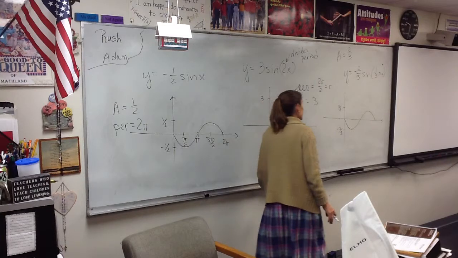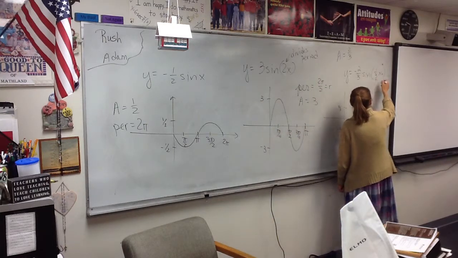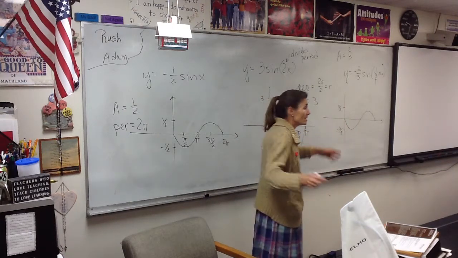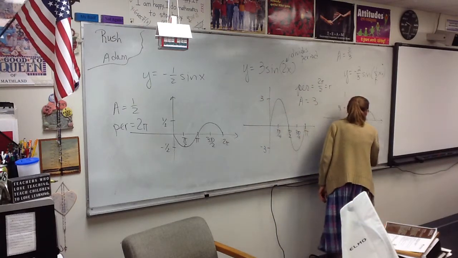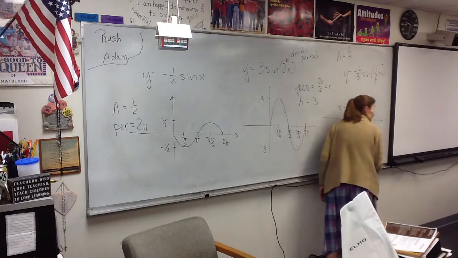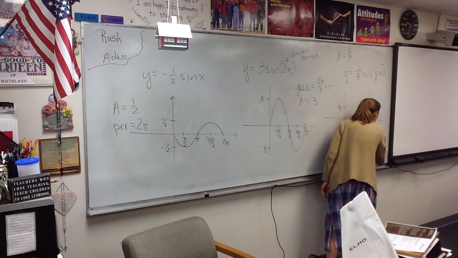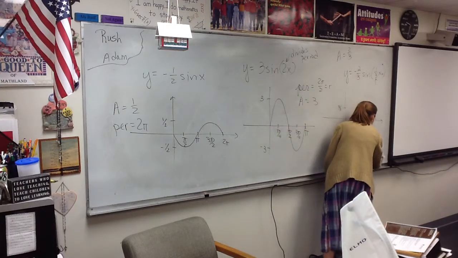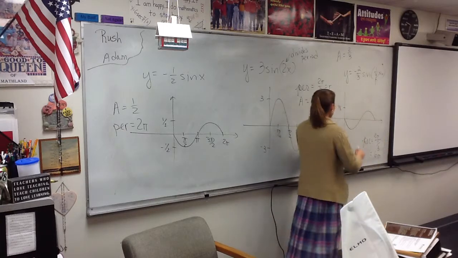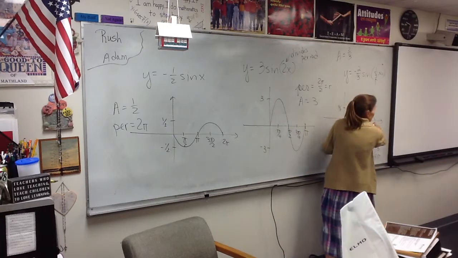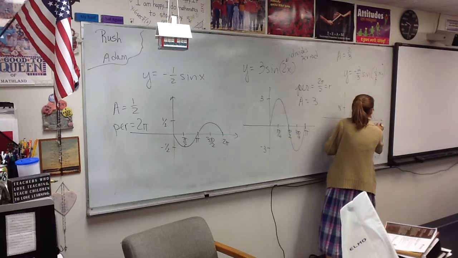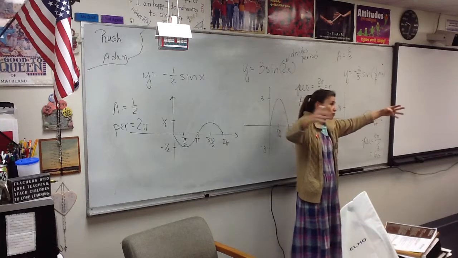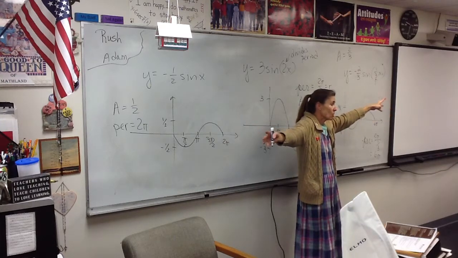All right, now what about my period? What is this number going to do? That number right there is going to do what? It's going to stretch it. My period, which is supposed to be 2 pi, has been divided by 1/3. So what is my new period? 6 pi. That means that from finger to finger is 6 pi. So this label is 6 pi. We have been stretched 3 times as long.